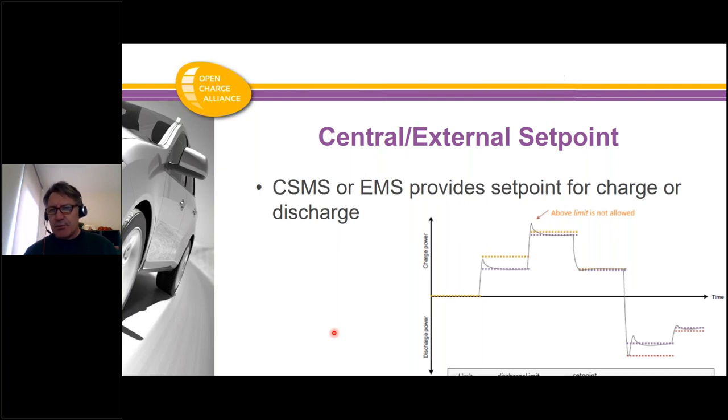The external set point use case is a case where we have an energy management system that can provide the set point. In that case, the backend tells the charger, you're going to get this set point from the energy management system.